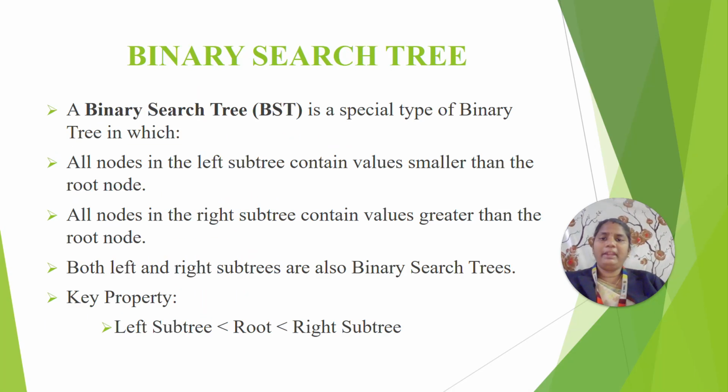Next we will see the binary search tree. Till now we have seen only binary tree, and now we are seeing binary search tree. There is only one difference between binary tree and binary search tree. The main condition of a binary search tree is its key property: the left subtree should be less than the root, and the right subtree should be greater. First we will see a definition. The binary search tree is a special type of binary tree in which all nodes in the left subtree contain values smaller than the root node, and the right subtree should always be greater than the root node.